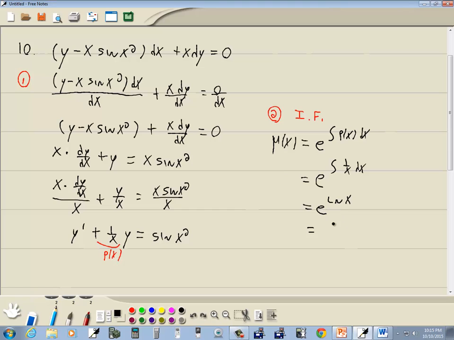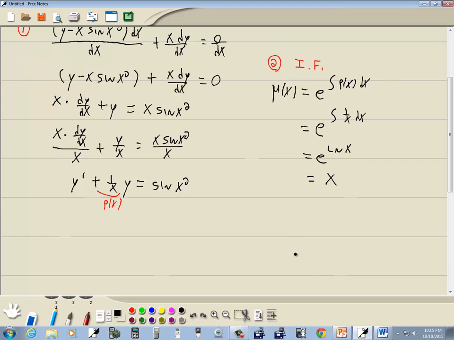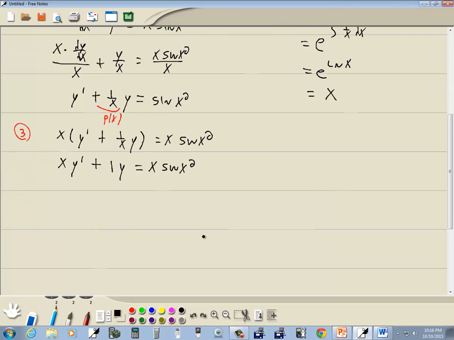Okay, e and natural log cancel, so that just gives us x. So we're going to multiply both sides by that. Step 3. So I'm going to take x times y prime plus 1 over x y is equal to x times sine x squared. That gives us x y prime plus x times 1 over x cancels, gives us 1 y equals x sine x squared. I had to think whether I needed the 1 there or not.